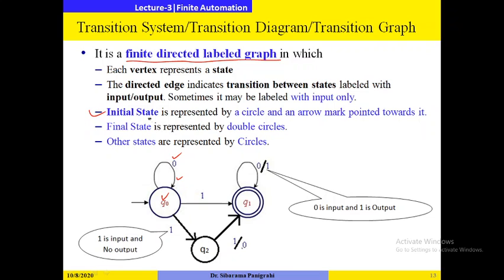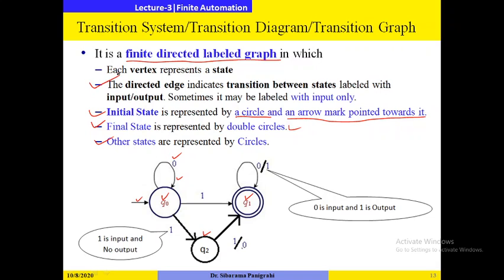The initial state is represented by a circle with an arrow pointed towards it. So you see here we have an arrow pointed towards Q0, so Q0 is the initial state. The final state is represented by a double circle, and here Q1 is the final state. Other states are represented by circles. Q2 is neither a final nor an initial state, so it is simply represented by a circle.